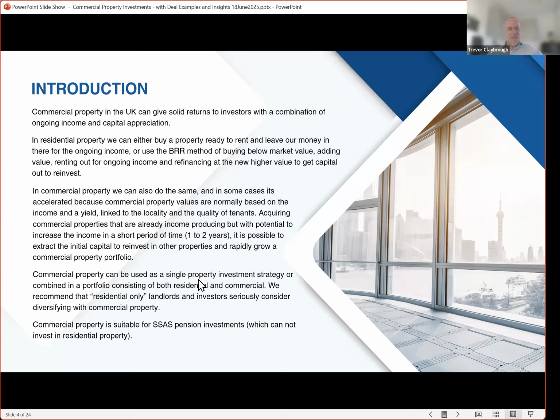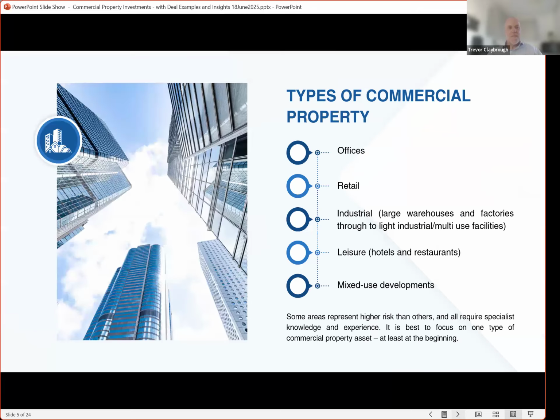And we mentioned that SSAS can invest in commercial property. There are different types of commercial property, and some obviously have higher risk than others. I'm going to let Duncan present this one in 1 or 2 minutes, and explain why some things are considered higher risk, because this will lead on to the type of property that we are particularly interested in and the reasons for that.